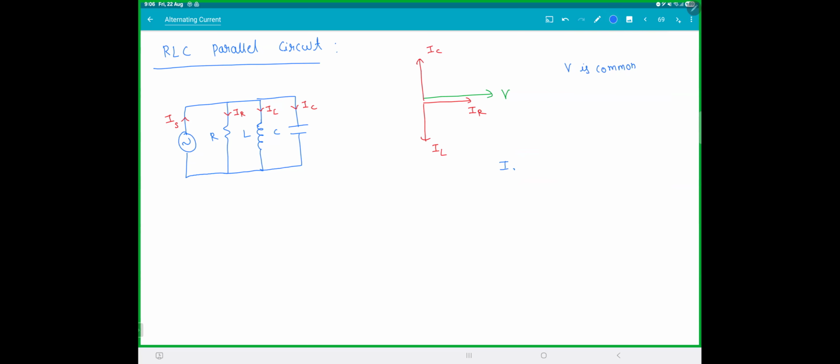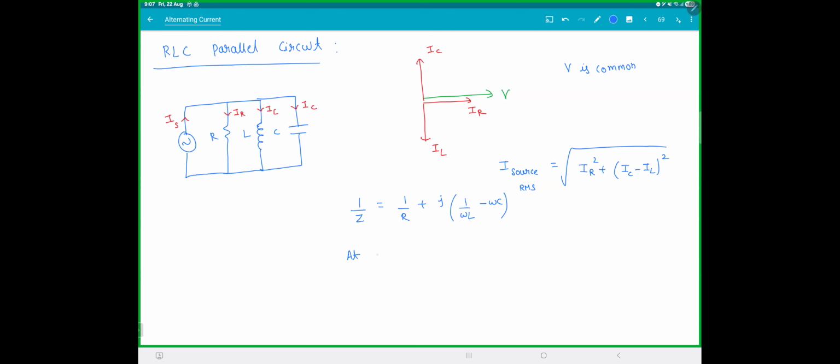So if they ask you I source RMS, this can be written as root over IR square plus (IC minus IL) whole square. If you remember, there we wrote for voltages, V source RMS square is equal to VR square plus (VL minus VC) whole square. So you can play the same game here. Everything is in parallel. Now here, if you look at the impedance, 1 by Z is 1 by R, all are in parallel, plus j into (1 by omega L minus omega C).